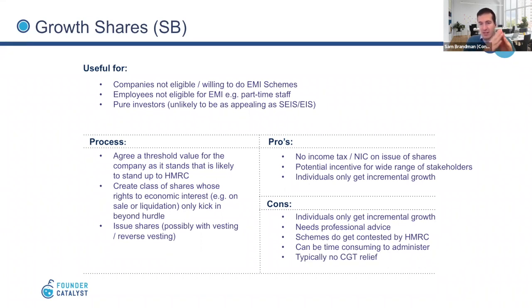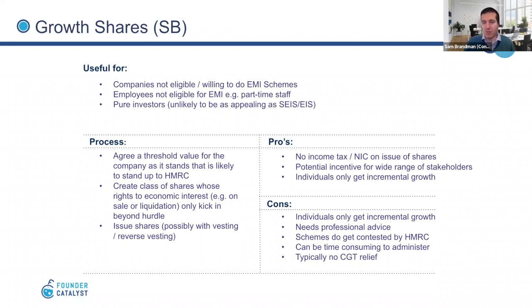So what it's doing is effectively carving out so that your shares are in theory worthless, or just worth the amount you pay for them. That's what's called a threshold value. It might be the amount you raised at, 2 million. It might be slightly more to be safe. It might be slightly lower.